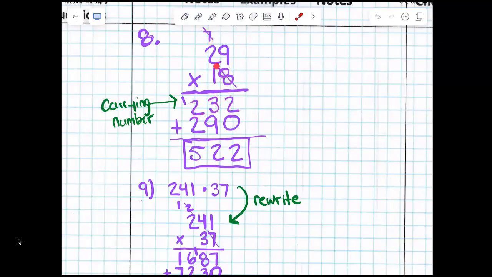After I'm done with the multiplier, what do I do? After I'm done with the carrying number, what do I do? After I'm done with a multiplier and cross it off, what goes down here? What's that called again? Place value holder.